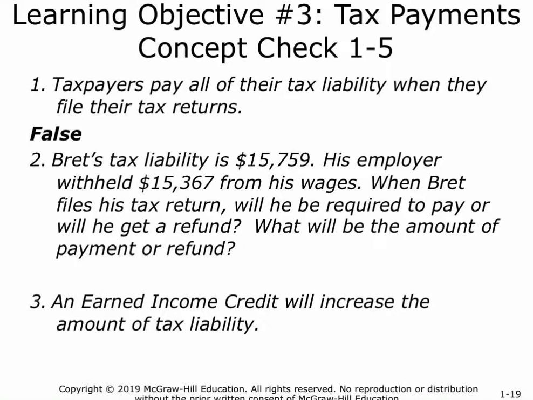Brett's tax liability is $15,759. His employer withheld $15,367 from his wages. When Brett files his tax return, will he be required to pay or will he get a refund? Well, we know that the amount withheld is less than his tax liability, so he's going to have to make a payment here. And the amount he will have to pay is going to be that difference, the $392, to get up to the $15,759 that was the total liability.